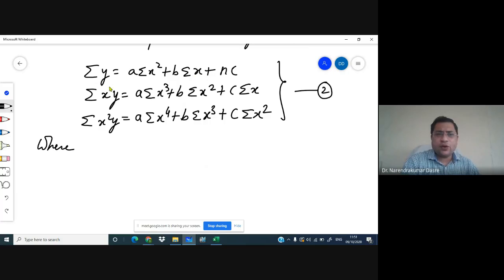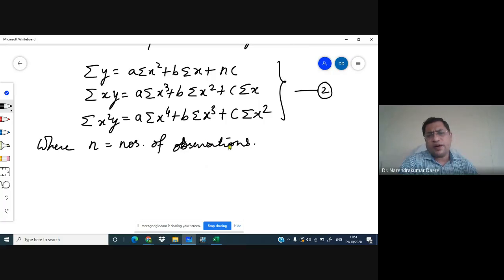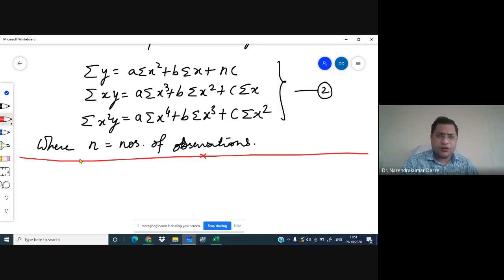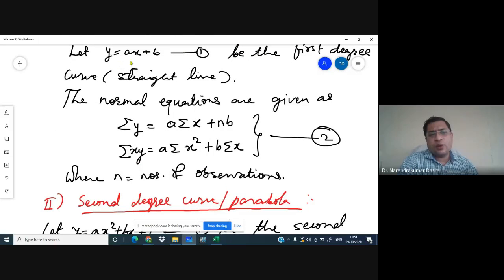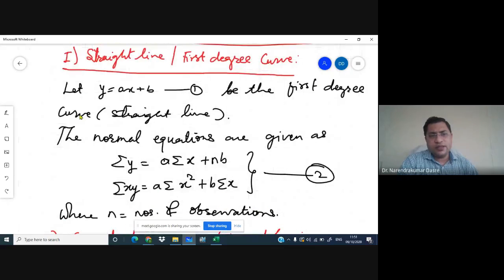So these are the normal equations we can have, where I know x and I know y, that means I know all the terms except this n, where n is equal to the number of observations. And now I know all these terms. Now we can see the first degree curve and the second degree curve and the corresponding normal equations. So normal equations you have to write using the curve that you want to find. Remember this: if this is the curve, these are the normal equations.